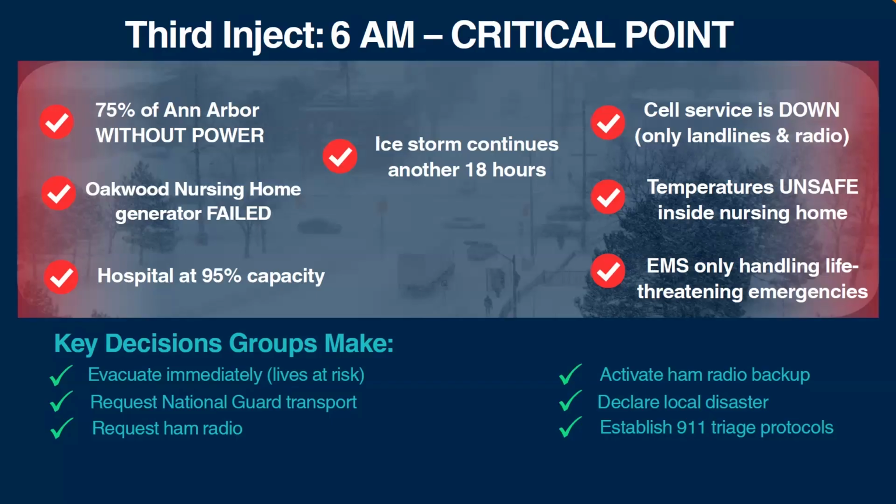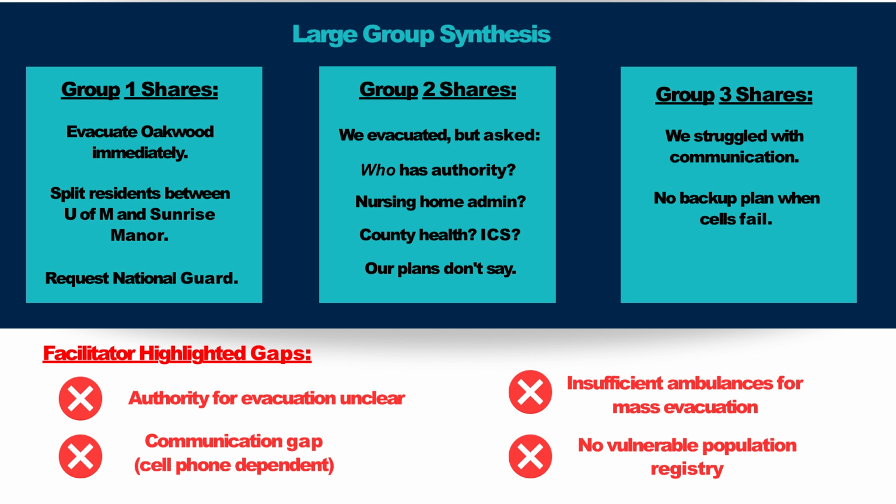Decisions. Evacuate immediately. Request assistance from neighboring cities and request the state to declare the disaster and activate the National Guard. Use ham radios until the communications is reinitiated. So now, as a large group, discuss. What did we decide? Everyone agreed to evacuate.